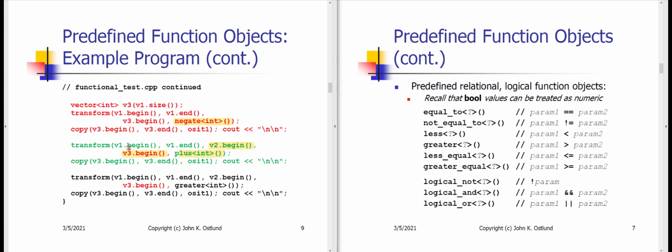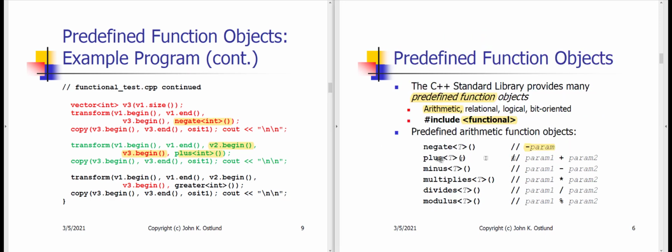So what we're doing is we're saying, let's take the vector v1's elements, let's take the corresponding elements in v2, and into v3 we're going to put the plus of the v1 element and the v2 element. Okay? So that's this guy here. All right, so we take one element from v1, we take the corresponding element from v2, we add those together using plus, and store the result into v3.